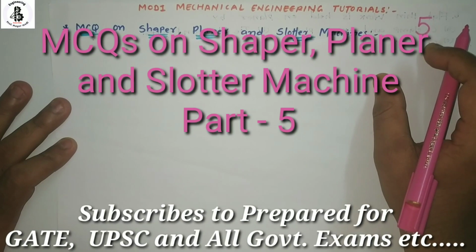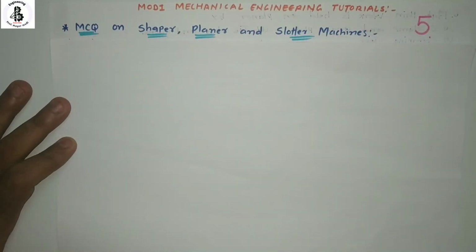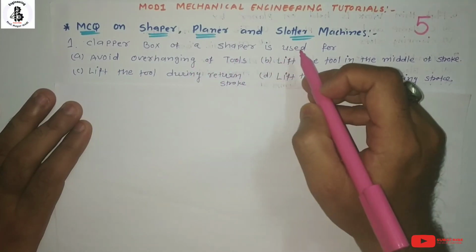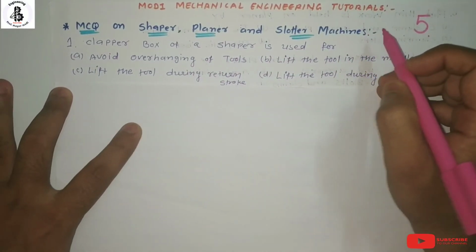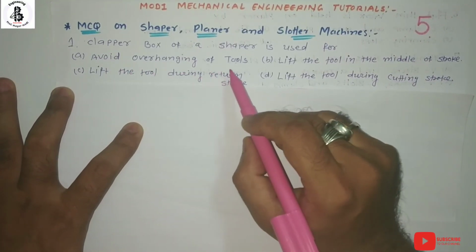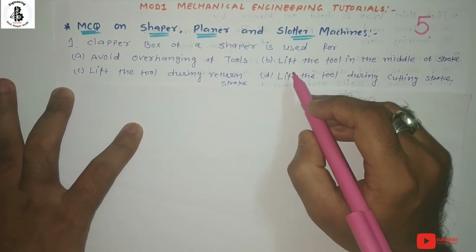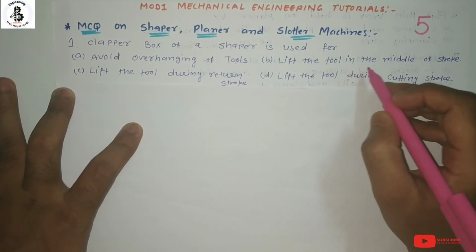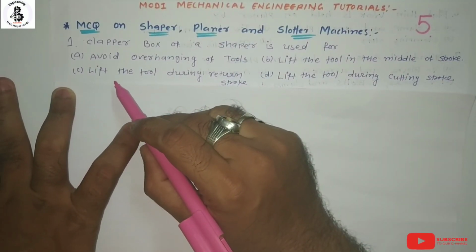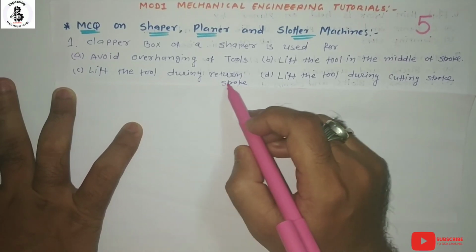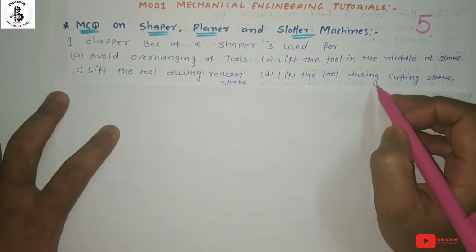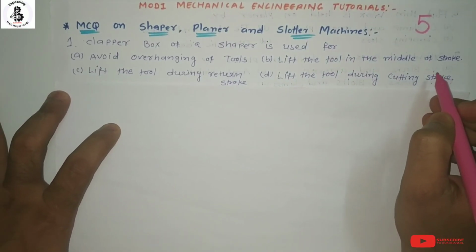Then we will start with our question number 1. Clapper box of a SHAPER is used for: option A, avoid overhanging of tools. Option B, leave the tool in the middle of the stroke. Option C, leave the tool during return stroke. And option D, leave the tool during the cutting stroke.